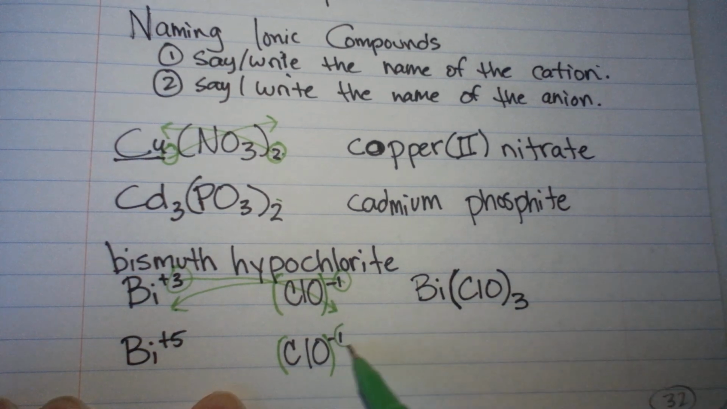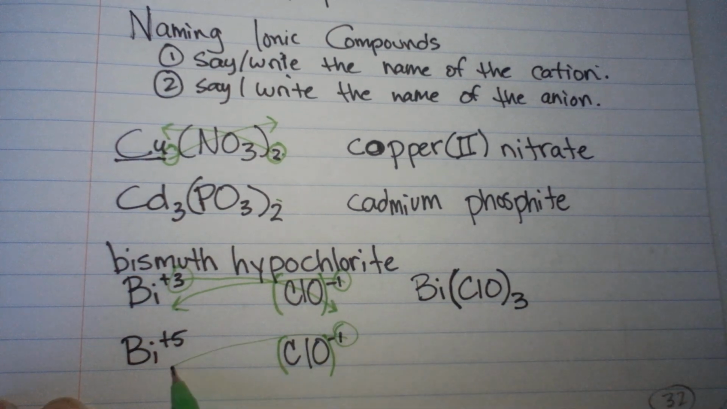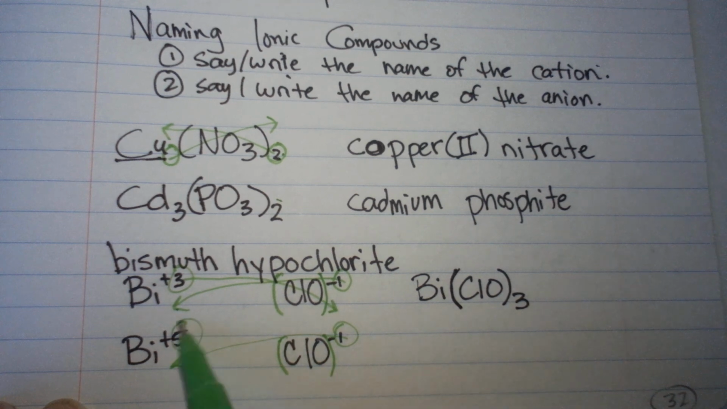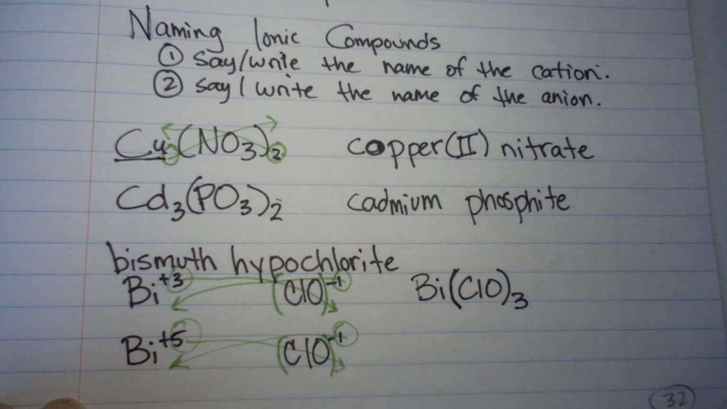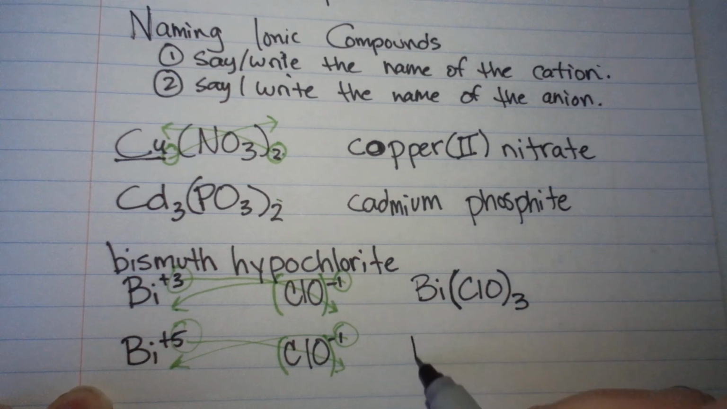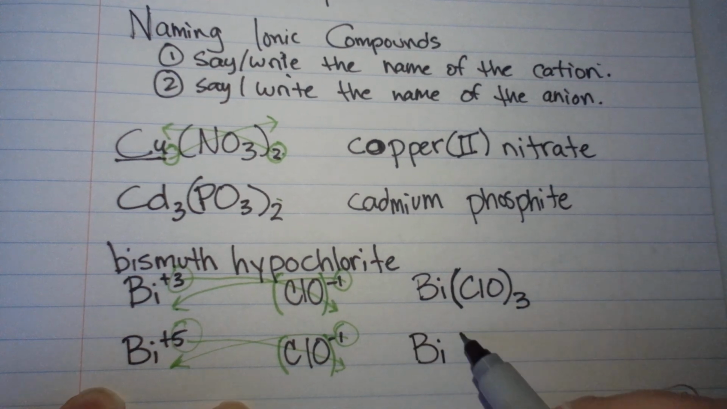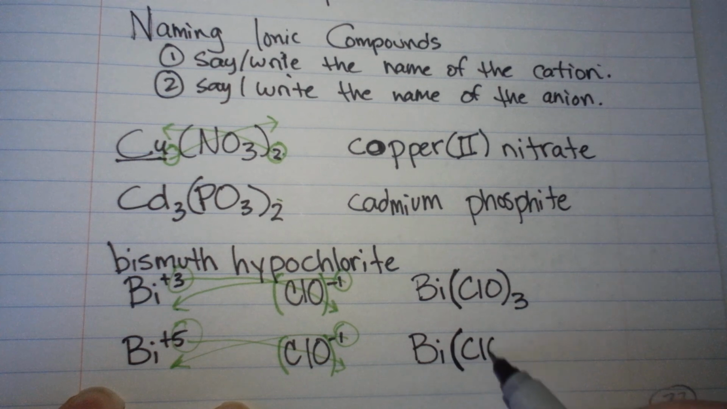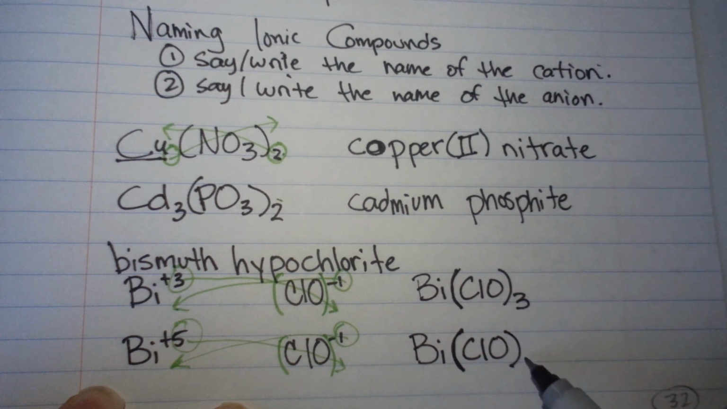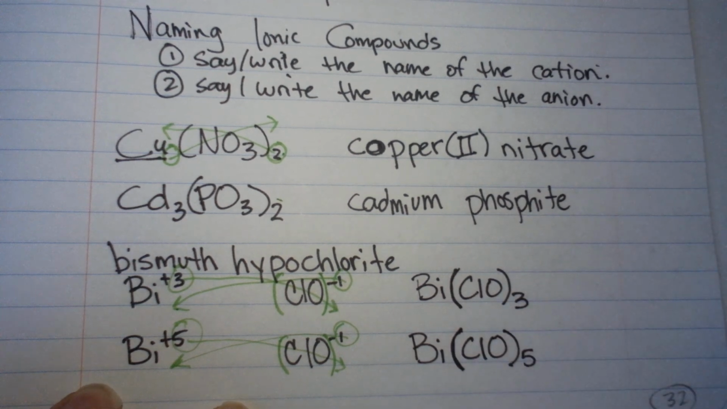And for the second option that we might have, same concept. Charge goes to subscript, charge goes to subscript. So we could have Bi still a 1. We need parentheses to close in that polyatomic ion, and we'd have a 5 there.